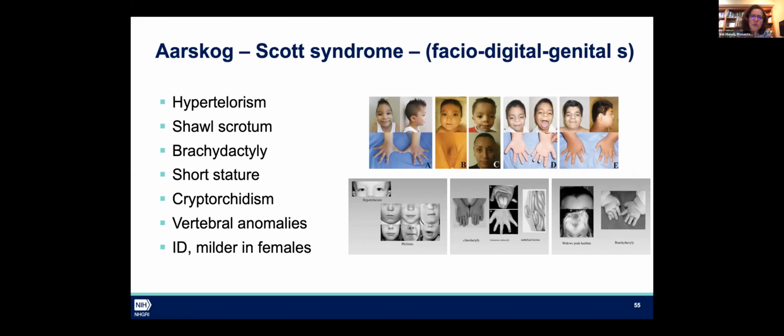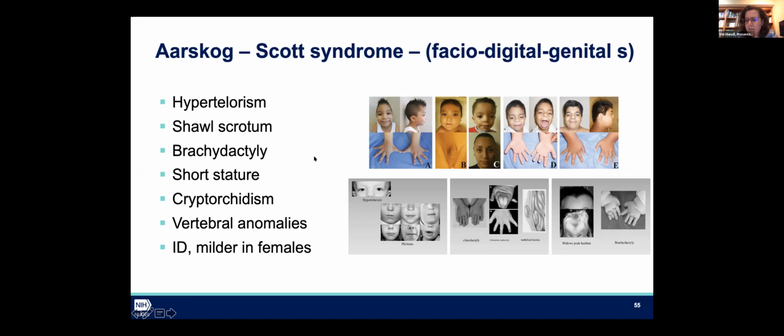Aarskog faciodigital genital syndrome causes hypertelorism, so increased distance between the irises and the canthi here in the eyes. Shawl scrotum, which is kind of like a shawl or saddle scrotum, where there is extra skin surrounding the penis. Brachydactyly, short stature, cryptorchidism, vertebral anomalies, and intellectual disability.